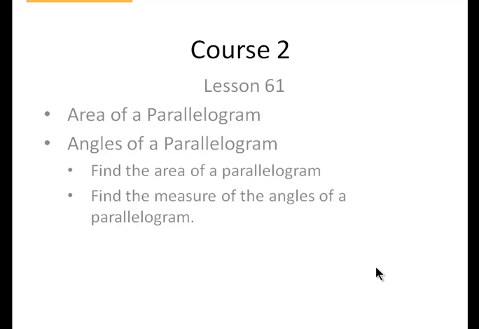Welcome to lesson 61 of course 2. In this lesson we're going to talk about the area of a parallelogram and also the angles that make up a parallelogram. We're going to find the area and also specific angles within a parallelogram.